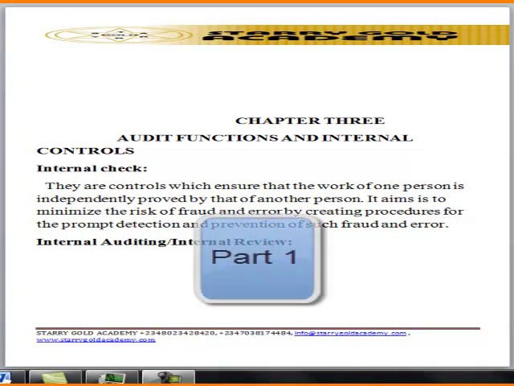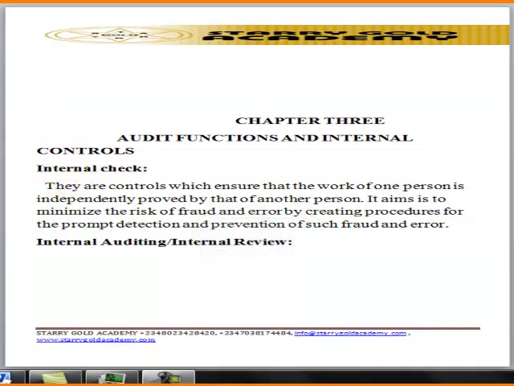Chapter 3, Audit Function and Internal Control. We are looking at the internal check. Internal checks are controls which ensure that the work of one person is independently proved by that of another person. Its aim is to minimize the risk of fraud and error by creating procedures for the prompt detection and prevention of such fraud and error.